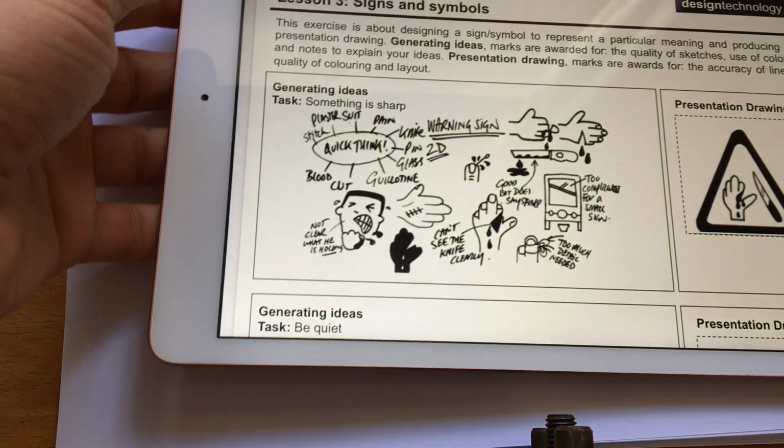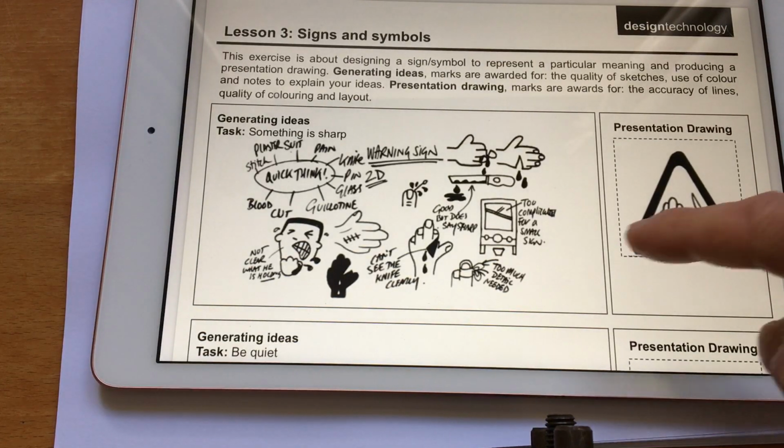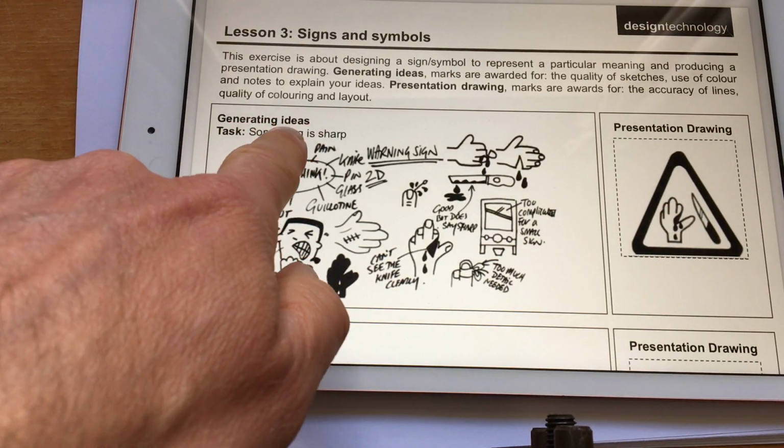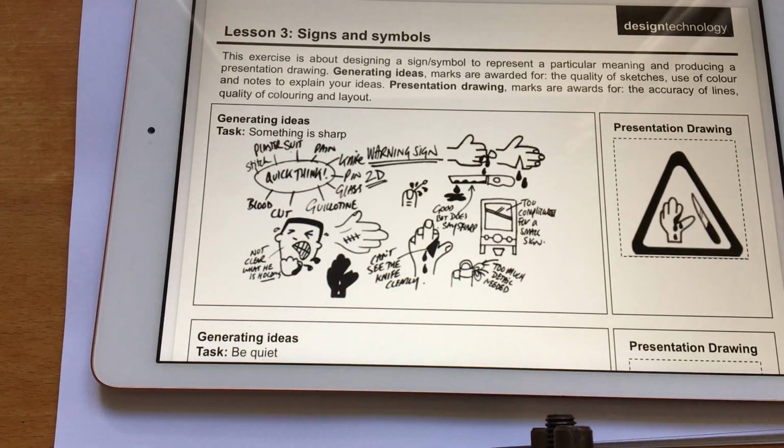So you can see on the worksheet, if you've got it up on sign and symbol, it's going to look something like this on the side. There we go. So you can see there's one already done for you. So we want to come up with some ideas. So this is something sharp. So I've drawn out a series of ideas.